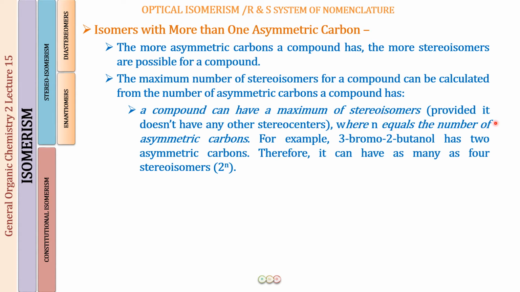N is going to be equal to the number of asymmetric carbons. For example, 3-bromo-2-butanol had 2 chirality centers, 2 asymmetric carbons. So how many stereoisomers can it have at the maximum? 2 to the power 2, that is, 4. So 4 stereoisomers are possible for 3-bromo-2-butanol.